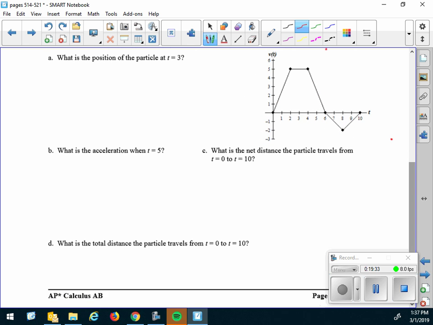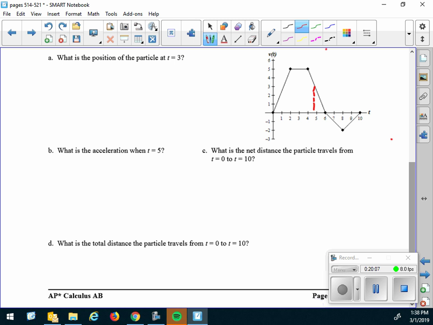Question B. I'll just talk to the board. What is the acceleration when t is 5? How do I find acceleration from a graph of a velocity? The slope. What's the slope of that line segment? What's the slope of the line segment?